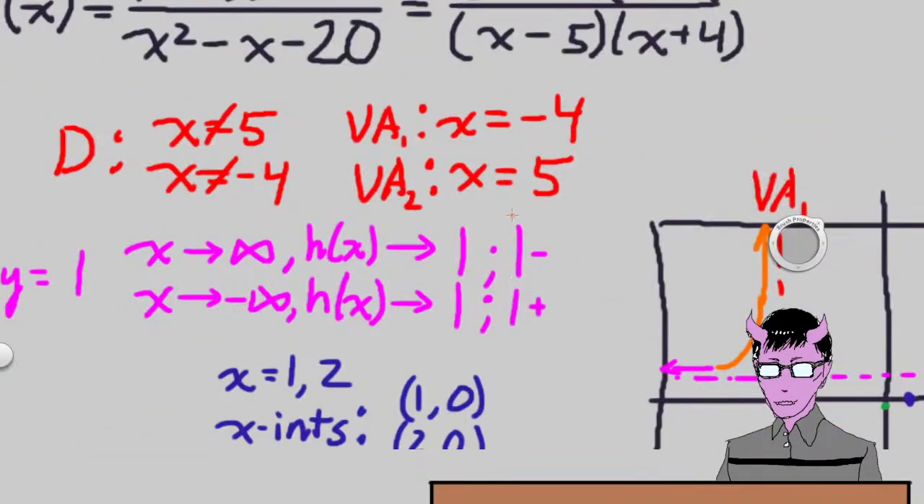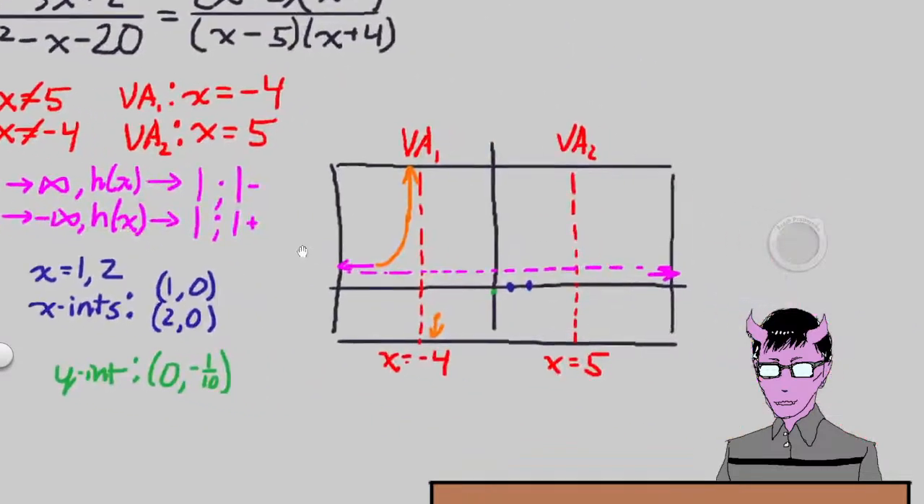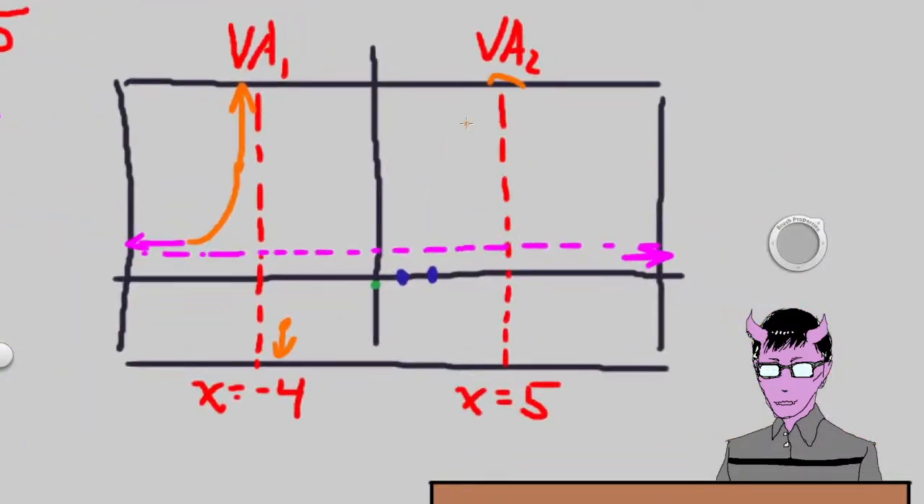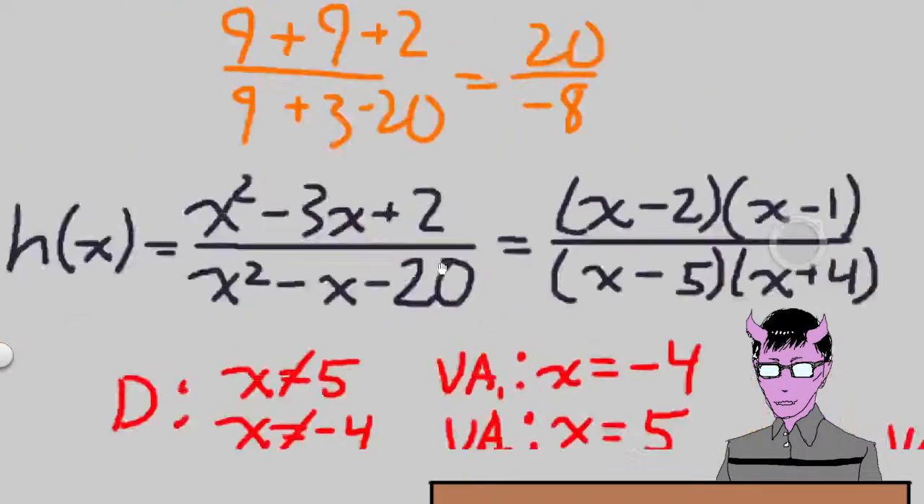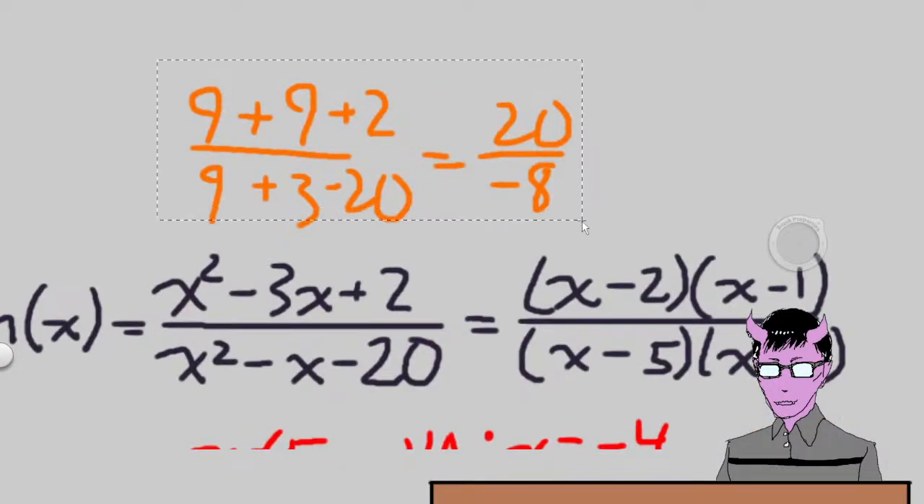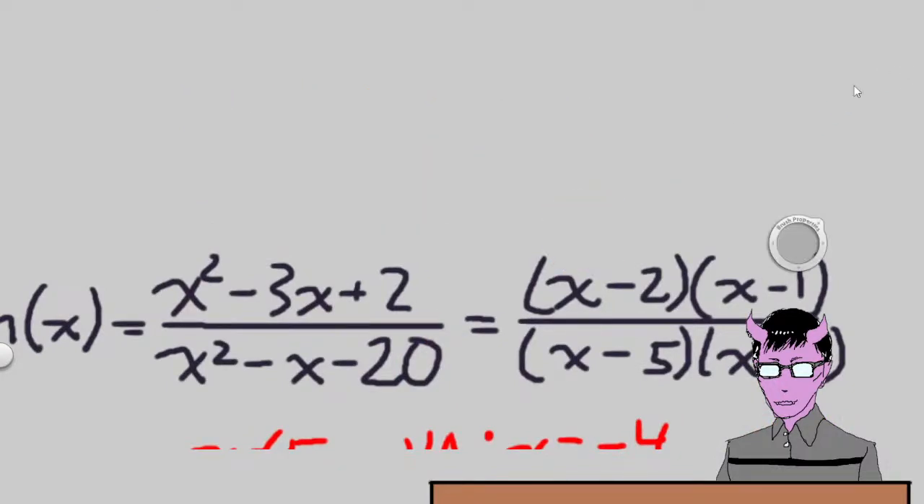Alright. What are we doing? We are doing more test points. We already plugged into the left of this vertical asymptote and to the right of this vertical asymptote. So let's do the same thing for vertical asymptote number 2. So plug in one space to the left and one space to the right. So +4 and +6. So let's do +4 first.